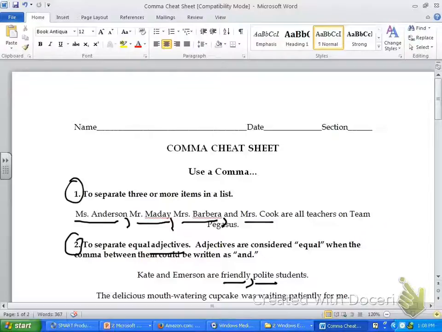So try the second one. So here's our adjectives: delicious, mouth-watering, describing the cupcake. So we put a comma here because we could replace that with the word and.